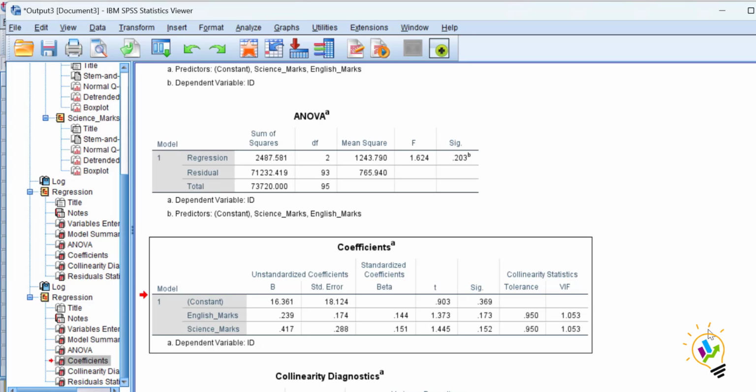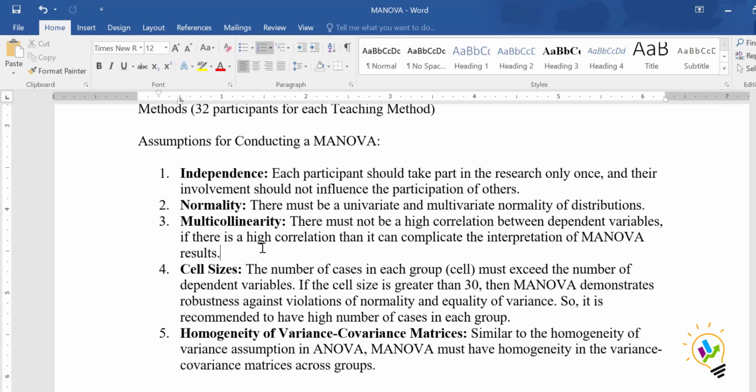So we have done the second assumption also. We have tested whether multi-collinearity is there or not. Now let us do the next assumption, which is called homogeneity of variance. This we are going to do in the MANOVA analysis only. So let us start the MANOVA analysis now and do the test of the homogeneity assumption also.